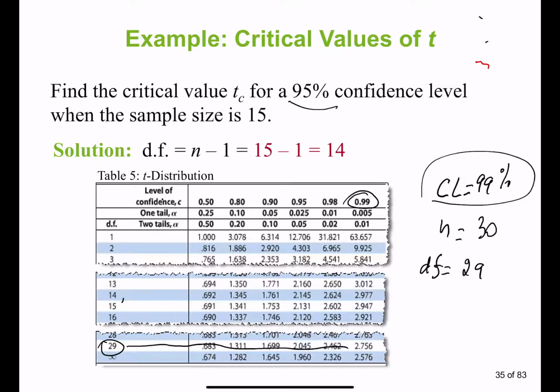So if I come here and here, 2.756. T critical is equal to 2.756. One more example.